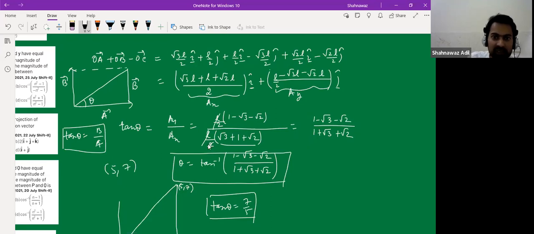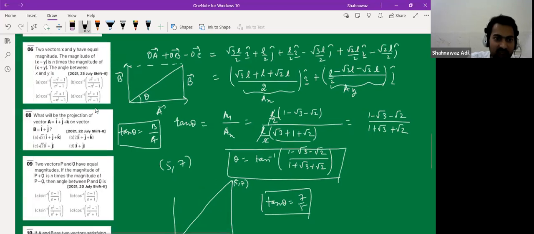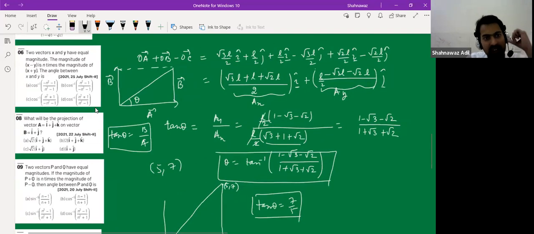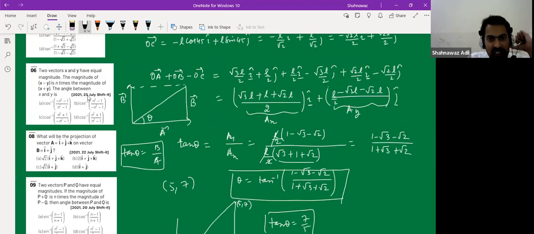Right, Siraj? Yes. Oh, Shavi. Sorry. Yes, so now let us do this problem. Again, these are just related to the addition of vectors and the subtraction of vectors. So let us do this problem.